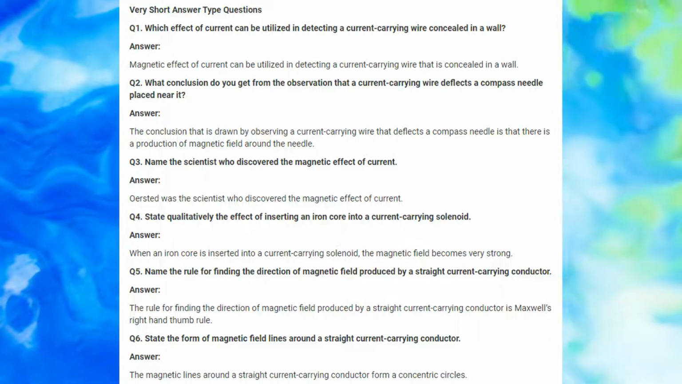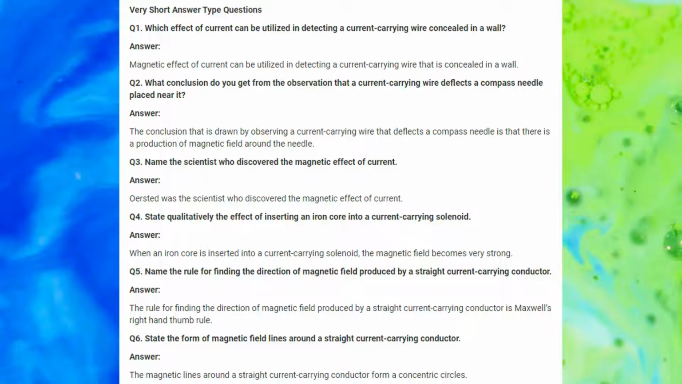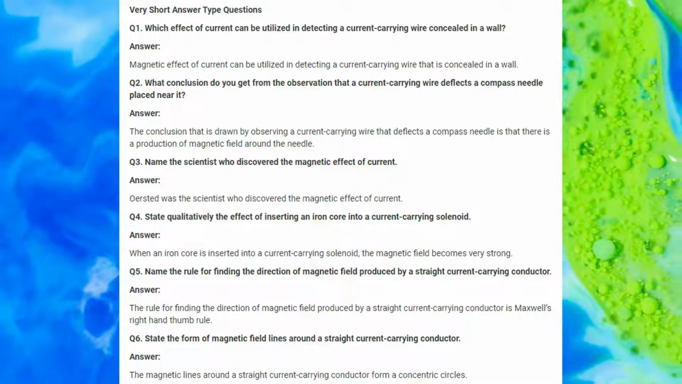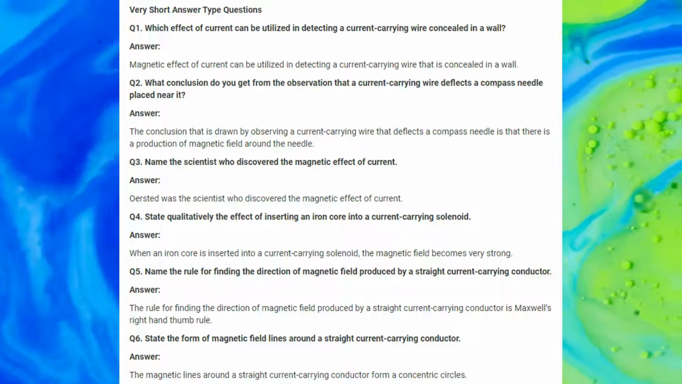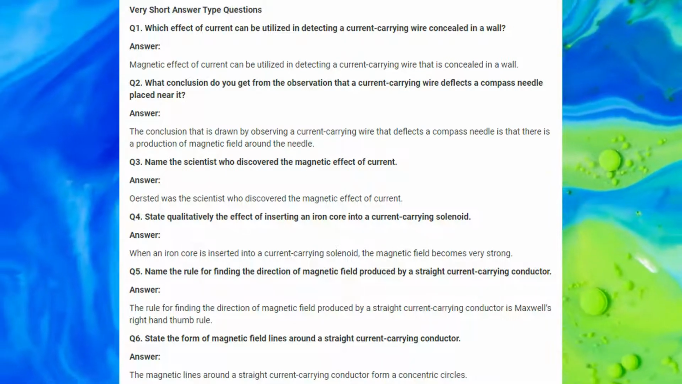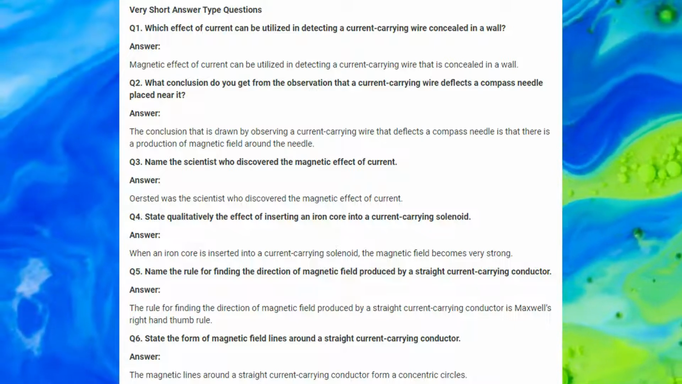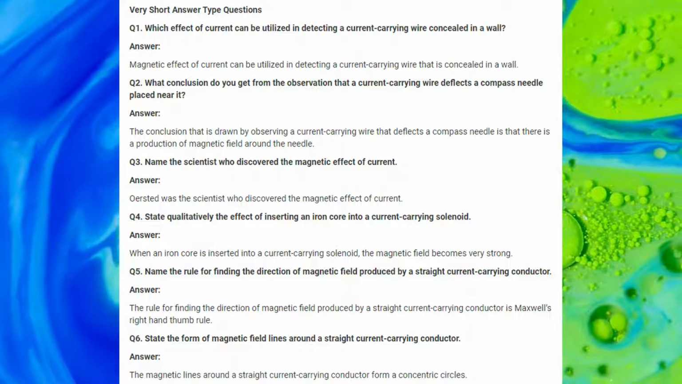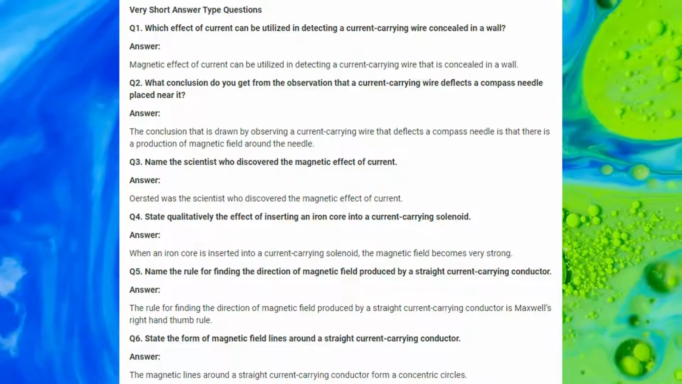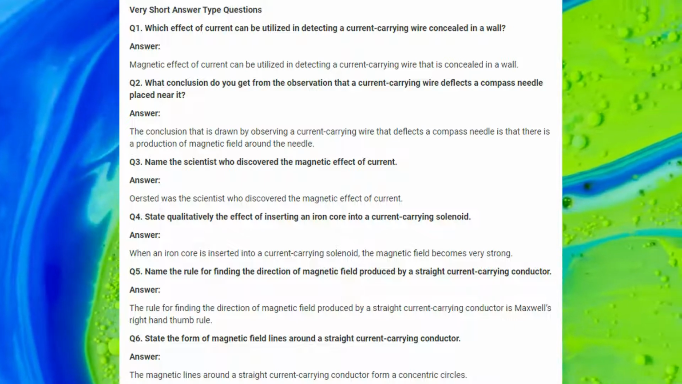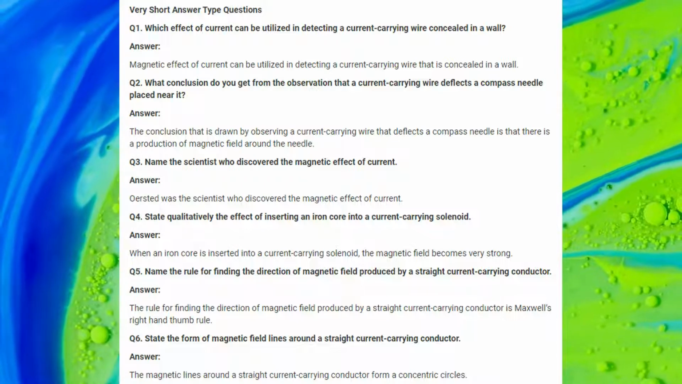Q2. What conclusion do you get from the observation that a current carrying wire deflects a compass needle placed near it? Answer: the conclusion that is drawn is that there is a production of magnetic field around the wire. Q3. Name the scientist who discovered the magnetic effect of current. Answer: Ørsted was the scientist who discovered the magnetic effect of current.